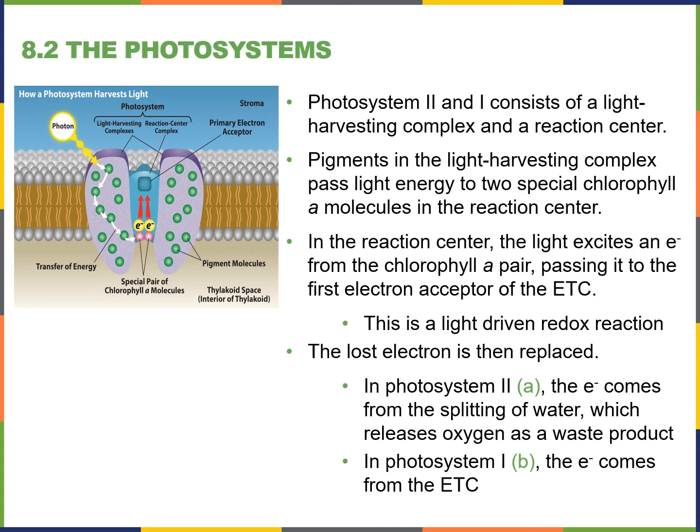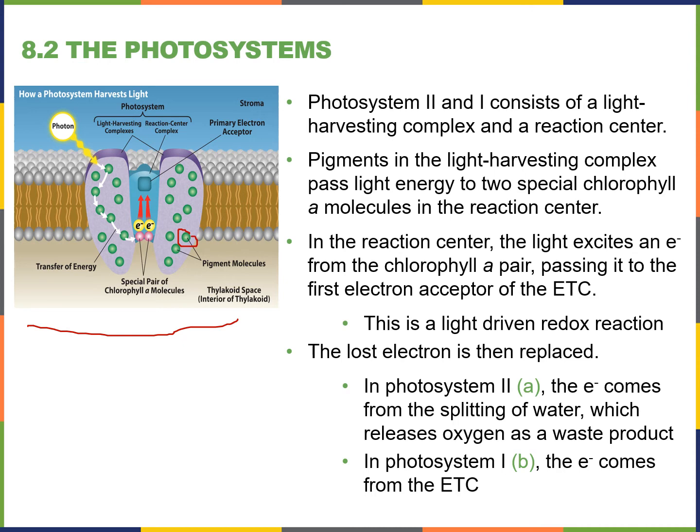So what we see in the picture right here is the series of the light-dependent reactions. So protein complexes and pigment molecules work together to produce NADPH and ATP. So you can see some of the pigment molecules represented by these green circles here.